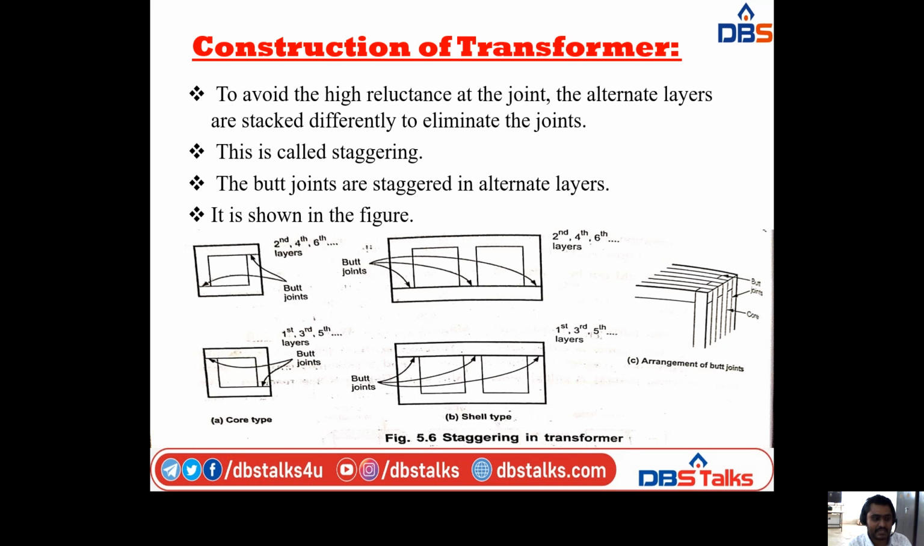And on the right side is the shell type. Here also we are using the butt joint, on every corner. In the shell type also we are using the two diagonals. One is the first, third, fifth layer and the other is the second, fourth, sixth layer. Coming to the arrangement of butt joints, if you use different rectangular shapes, the butt joints are like this. Here we are using one core, so the cores are joined by the butt joint. So this is the arrangement of butt joints.